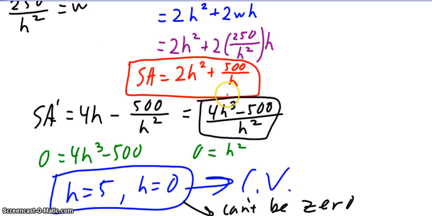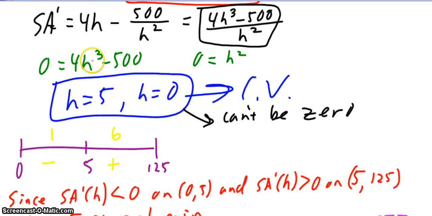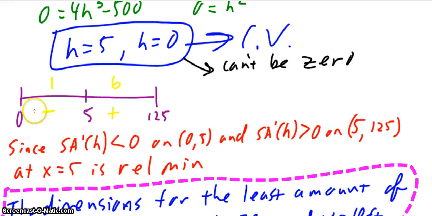Great. Take the derivative. I get 4H minus 500 over H squared. Get a common denominator, and I get my derivative. Set the numerator equal to 0, set the denominator equal to 0 to get my critical values. I know it can't be 0 though because that is not within the range of H. So I'm just going to test the 5, but I'm using the restrictions 0 to 125, so I don't want to plug in negative values and I don't want to plug in something super large.